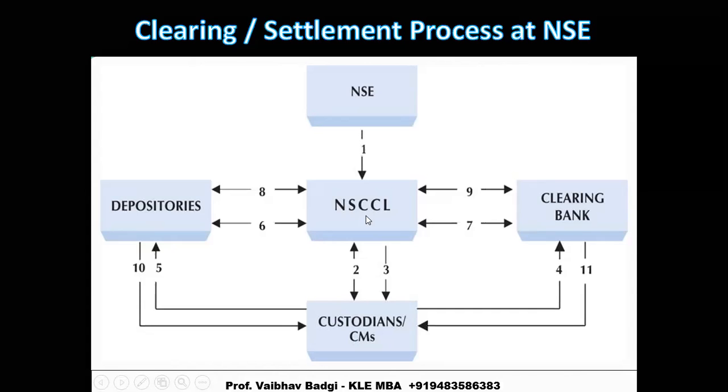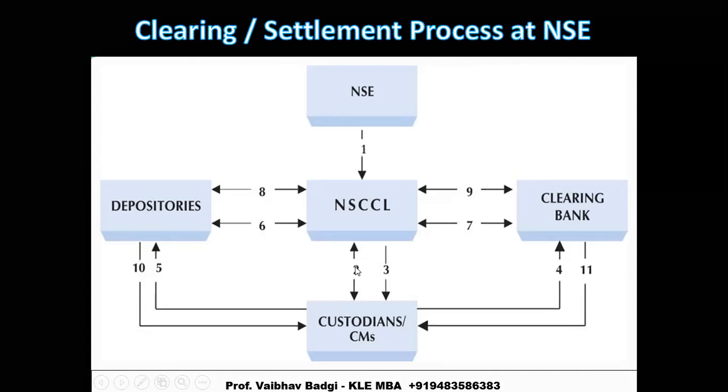NSCCL will say that Vishaka requires 10,000 shares of Titan Industries. Let us check whether we have 10,000 shares with our custody. So they will pass this information to the custodian. Now remember, a custodian is a person, bank or financial institution who keeps the custody of shares. That means they hold the shares for safekeeping of those securities, kept at a certain place. Their job is to hold the securities in a very safe and secured way.